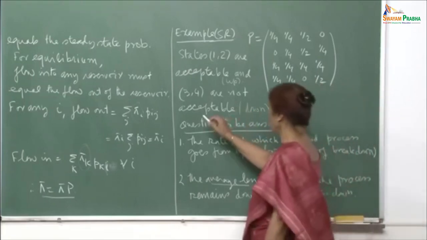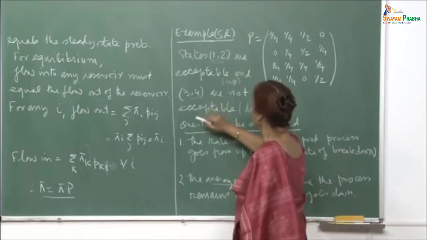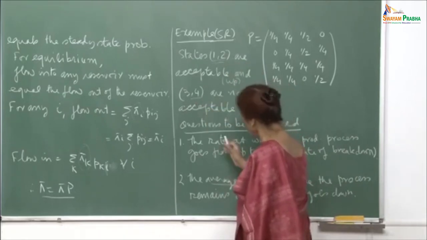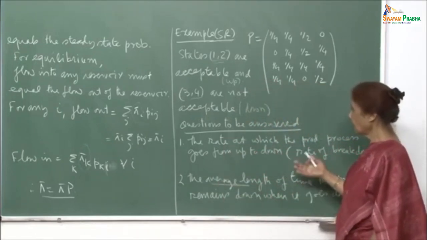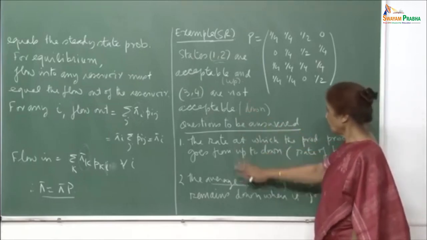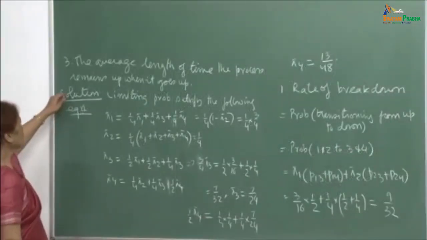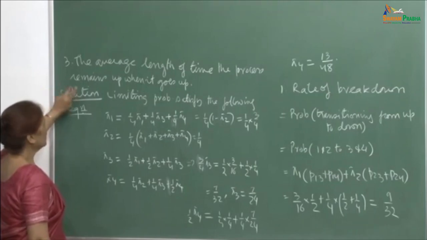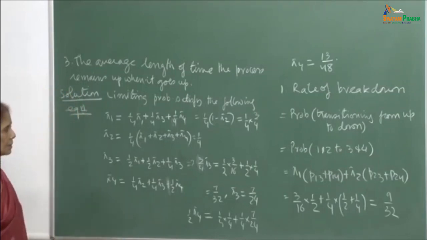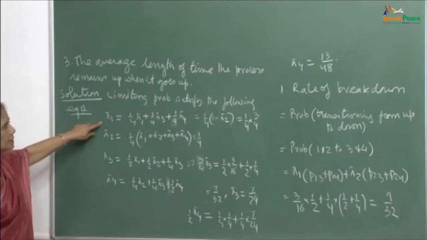But now, the new thing is that you have 2 states which are describing the up situation and 2 states which are describing the down situation. So, therefore, I took up this example to again show you, of course, we will compute the pi i's, and then I will show you how to answer this, and there are many more questions that can be answered. So, the third question you want to answer is the average length of time the process remains up when it goes up. So, these are 3 questions we will try to answer by computing these steady state probabilities.